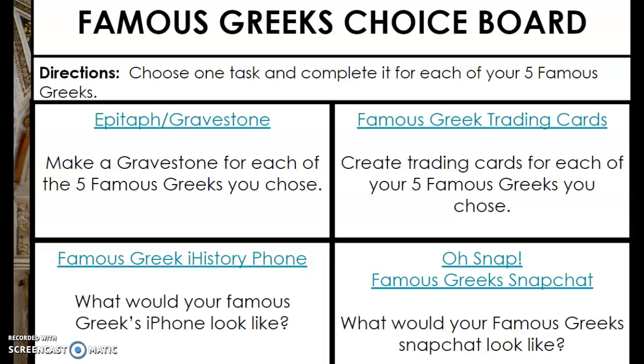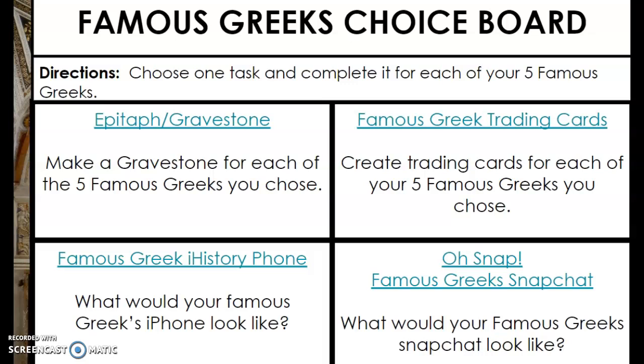Okay, so what I want you to do here is you're going to choose only one of these 4 tasks. So you decide which one you want to do. And you're going to complete it for each one of the 5 famous Greeks that you chose on the last slide. So you can make a gravestone for each of the 5 famous Greeks you chose. And on the next slide, you'll see the requirements for that.